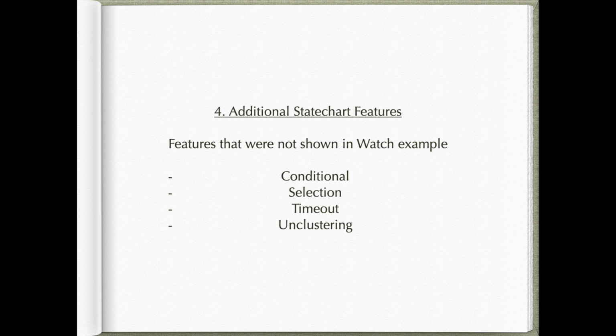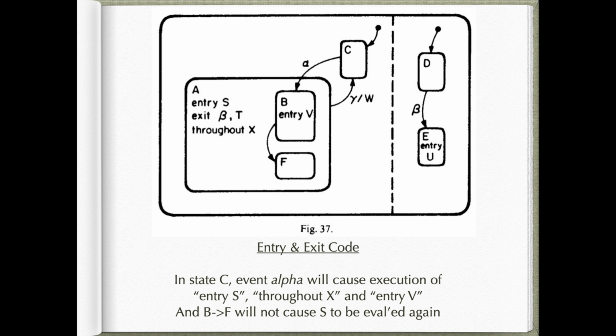Next page is page 24. Additional state chart features that weren't shown in this watch example. He didn't touch on conditionals, selection, timeout, and unclustering. Next page, actions and activities. Next page, figure 37, page 26.